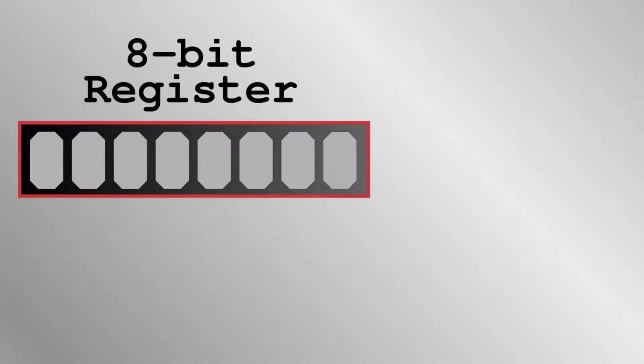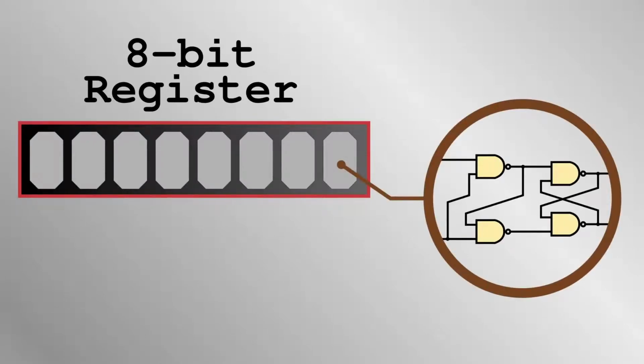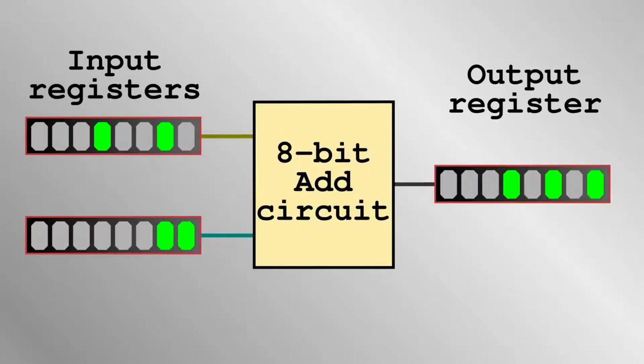8 of these latches can form a register which will store a byte of data as long as it's required. An add circuit of the type we looked at in the previous section would have such registers to store the inputs before the addition takes place, and a register to capture the result of the addition.